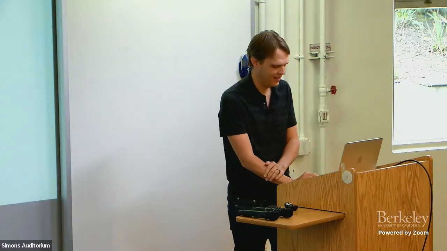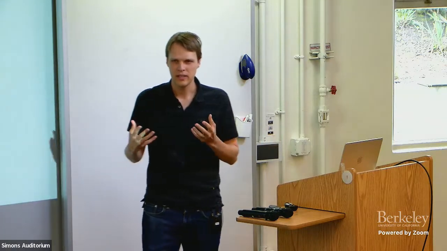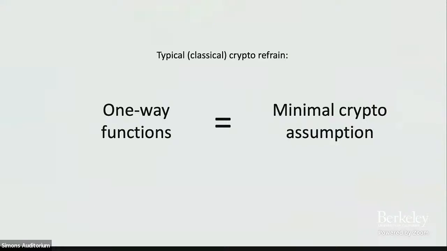just some opinions. All right, so typically in classical crypto, there's this refrain that one-way functions are the minimal cryptographic assumption. We put in our theorem statements "from the minimal assumption of one-way functions, blah blah blah," and this is just taken as fact now.